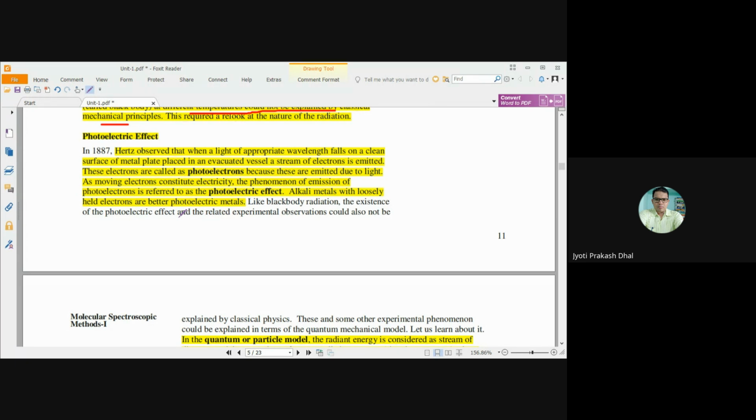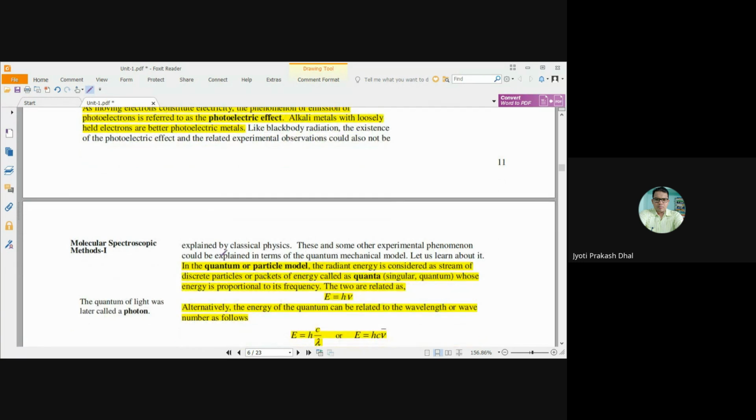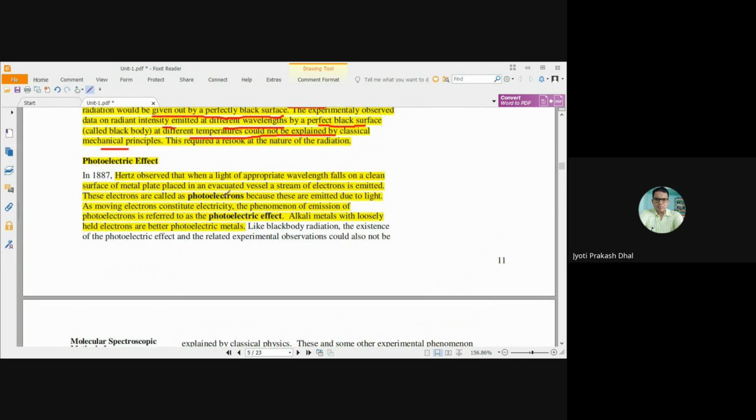As these different effects were not explained by classical mechanics, they gave rise to a new mechanics that is called quantum mechanics.